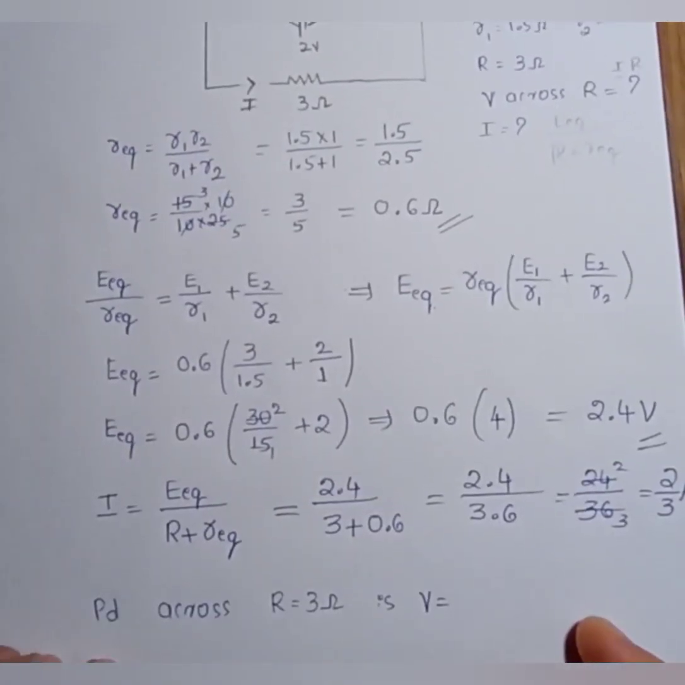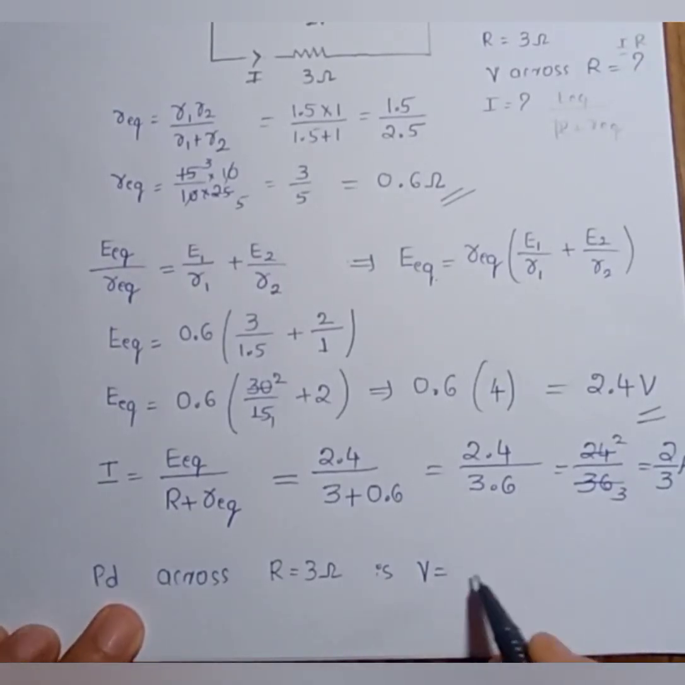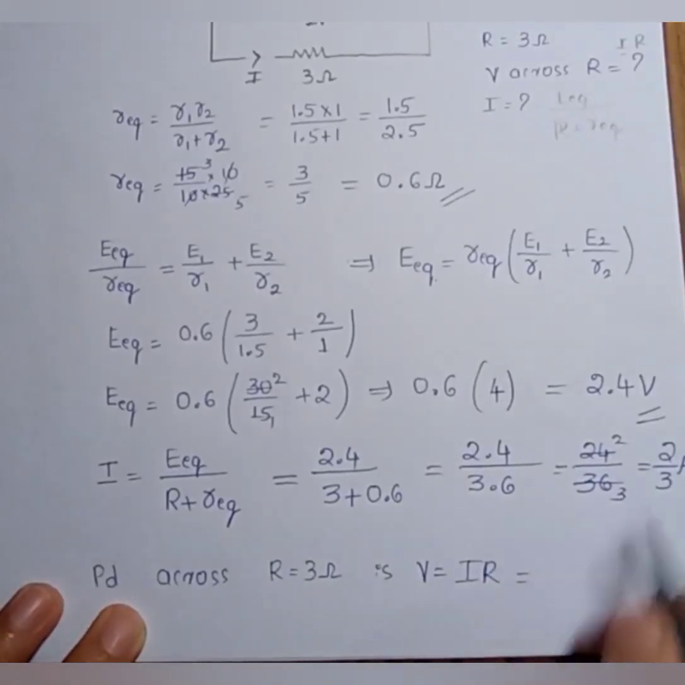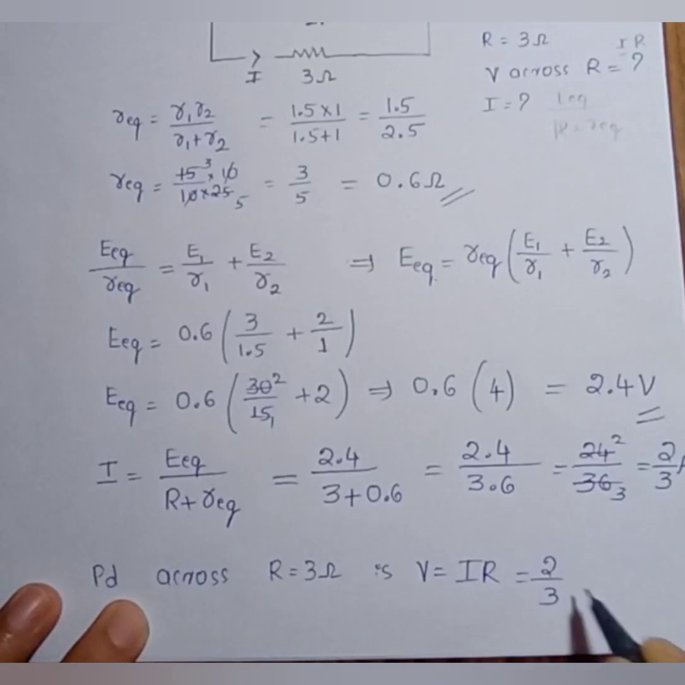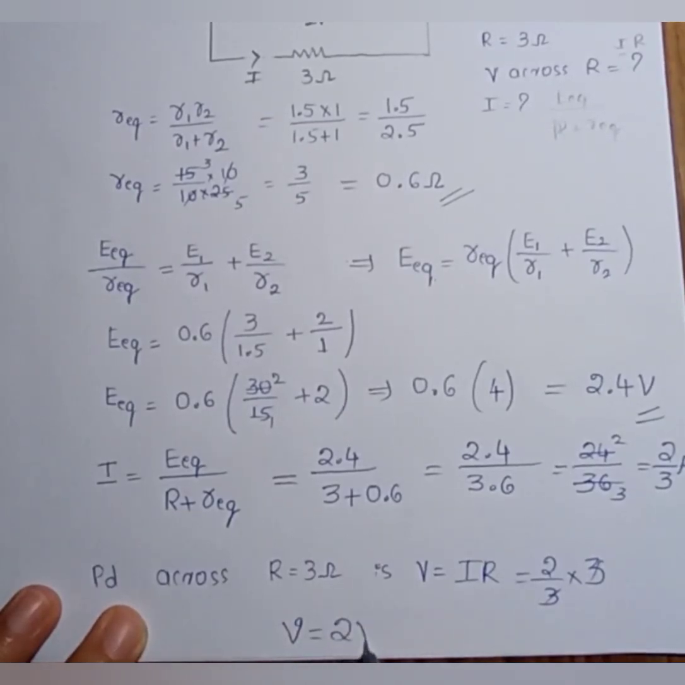Now what do we have to find out? The potential difference across the 3 ohm resistor. R equal to 3 ohm, V equal to I into R, which is equal to I value 2 divided by 3 into R value 3. The 3s cancel each other. Therefore the potential difference across the 3 ohm resistor is 2 volt.